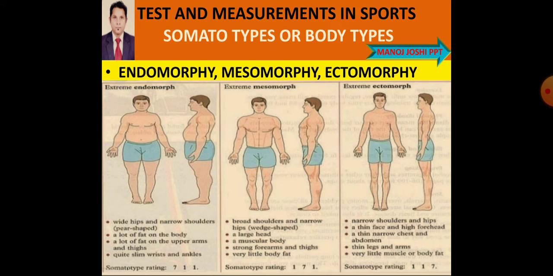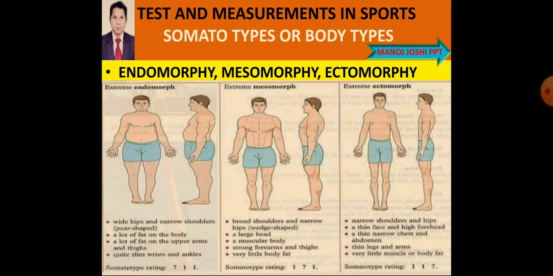The somatotype has code words. This rating is given by William Sheldon for these somatotypes. So for the endomorph somatotype, the rating is 711.